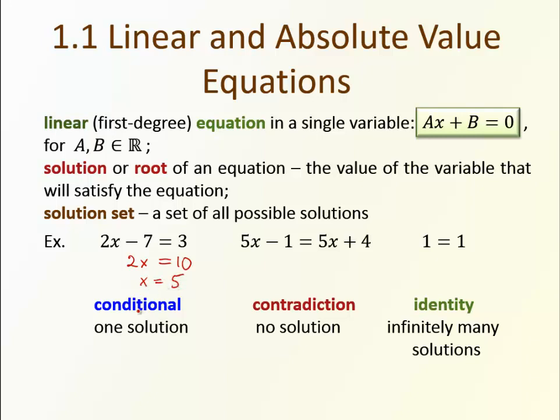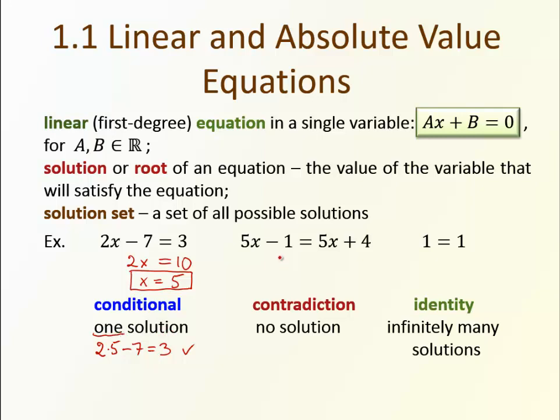Therefore, if x is 5, and if we replace x in the original equation by 5, then the resulting equation will be true. Obviously, 10 minus 7, yes, it gives us 3. So the equation is true. That means that the particular value 5 satisfies the original equation. Any other value than 5 will not satisfy this equation. We can say that this equation is true under the condition that x is 5. That's why such equations we'll call conditional equations, and in our case this equation has exactly one solution.